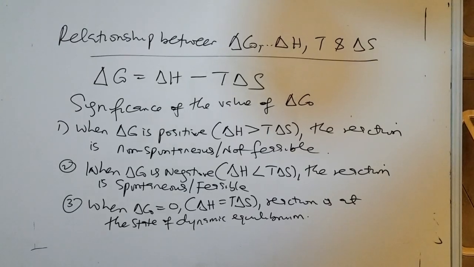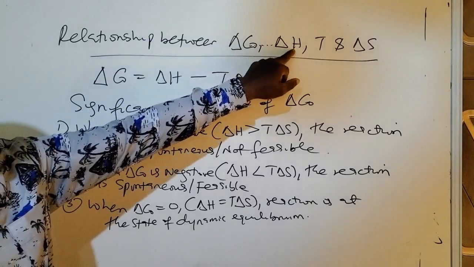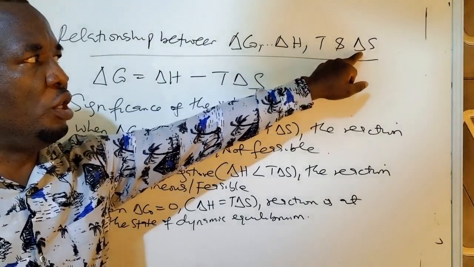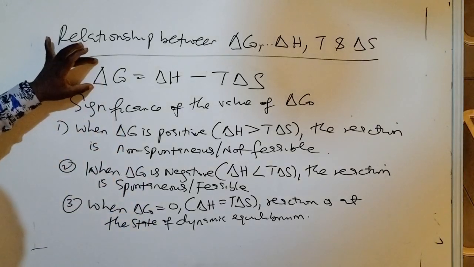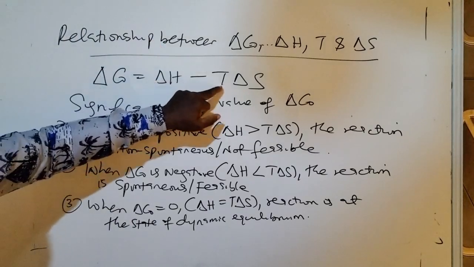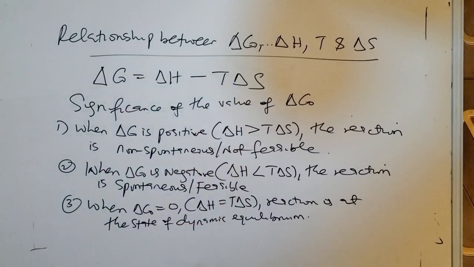So at this point, we want to look at the relationship between four major thermodynamic quantities: the change in Gibbs energy, the enthalpy change or heat of reaction, the temperature in Kelvin, and the change in entropy. They are connected by this equation. The change in Gibbs energy is equal to the enthalpy change minus the product of temperature in Kelvin times the change in entropy.